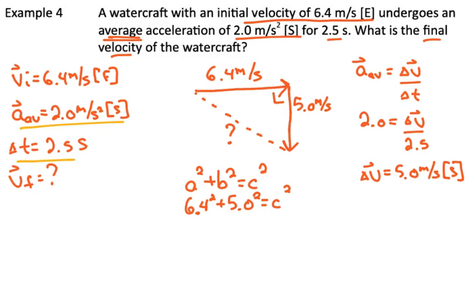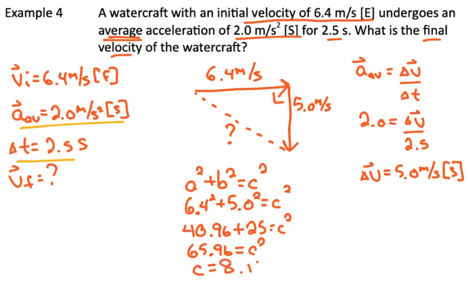Working that out, 6.4 squared is 40.96. 5.0 squared is 25. We get 65.96 equals c squared. Taking the square root, going to 2 sig figs, we get 8.1 meters per second.